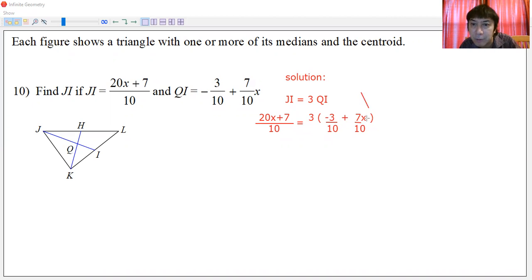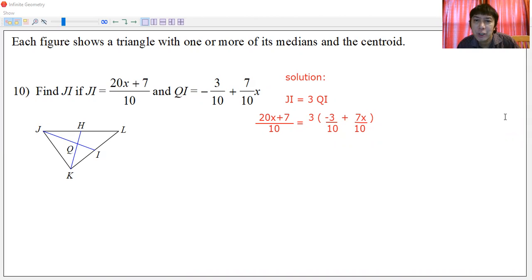Let me make that longer. I hope I don't erase it. Okay, what I have typed is the same thing: negative 3 over 10 plus 7 over 10 x, the entire quantity times 3. That will be 3 times QI, and the left side is entirely JI. So we can solve for x here and then use x later.